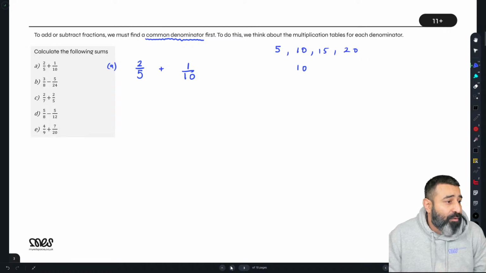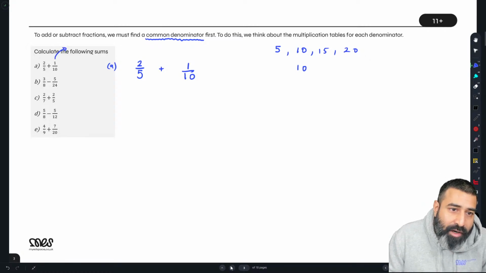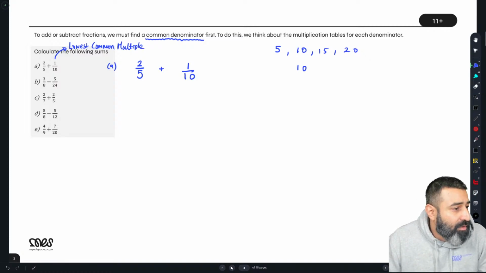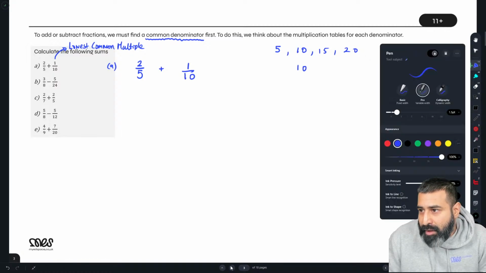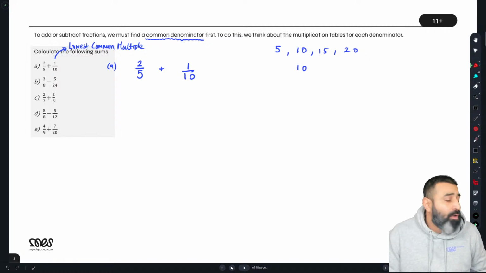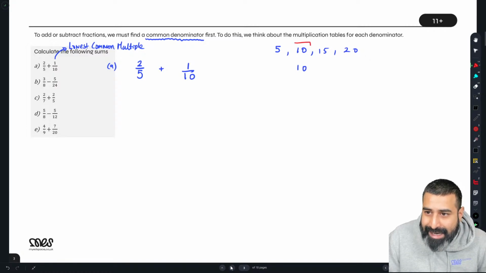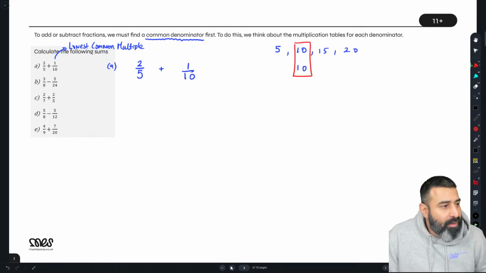So we are looking for our lowest common multiple, okay? So when we're finding a common denominator, we are looking for the lowest common multiple, a number that is a multiple of both of these denominators, okay? So which number is that? Based on my multiplication tables, what is my common denominator here? Absolutely, Priya, it is 10. Superb.